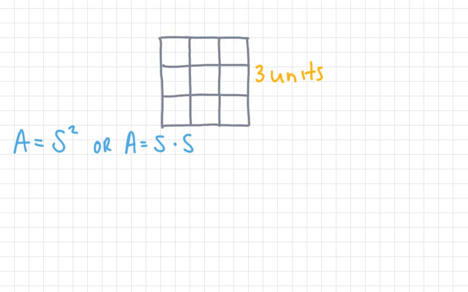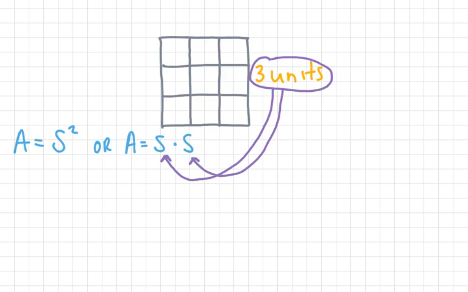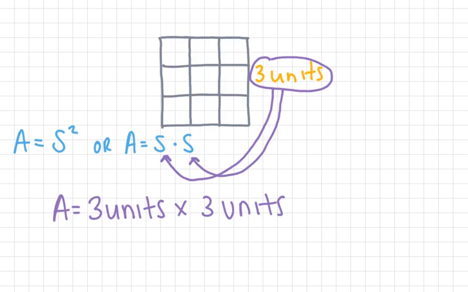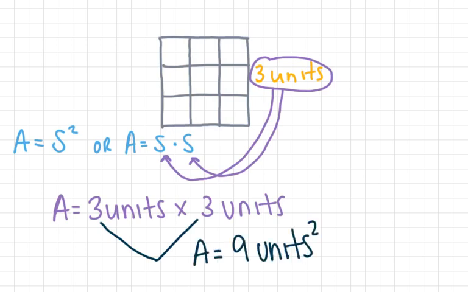So we are going to take our 3 units, and we're going to substitute that in to each of the s's. So as an expression, it is A is equal to 3 units times 3 units. So what is the square's area? All we have to do is multiply 3 by 3. So the area of this square is 9 units squared. And remember, area always needs the exponent of 2 after the unit of measure.